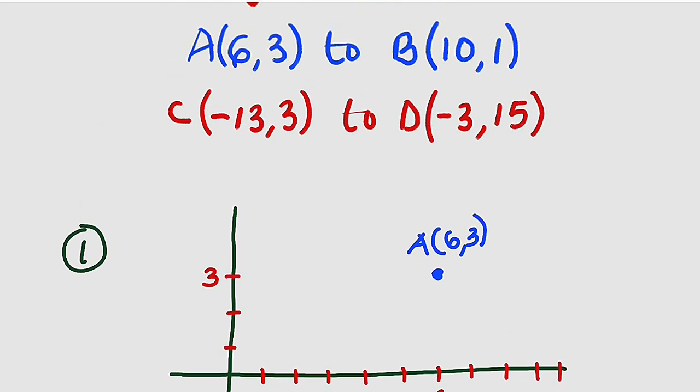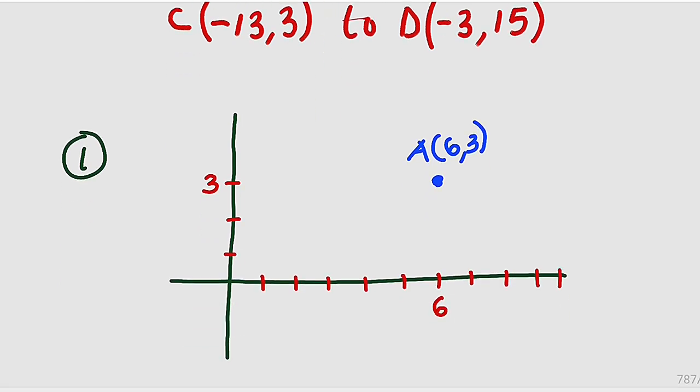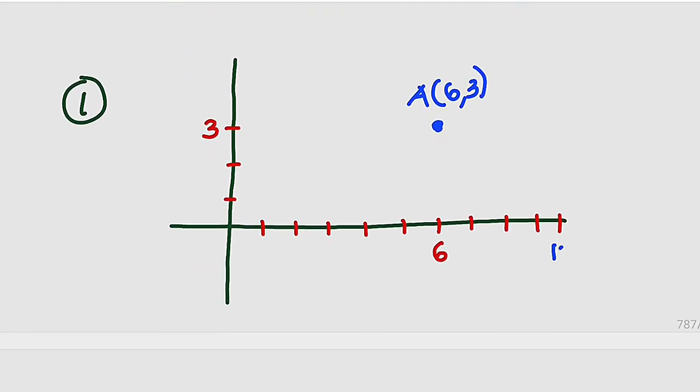Then also B, we have (10, 1). Remember that this is 10 and this is 1. So this is the point of intersection. This is our point B, which is (10, 1). Now we are free to draw a straight line to connect A and B. So this is a straight line.